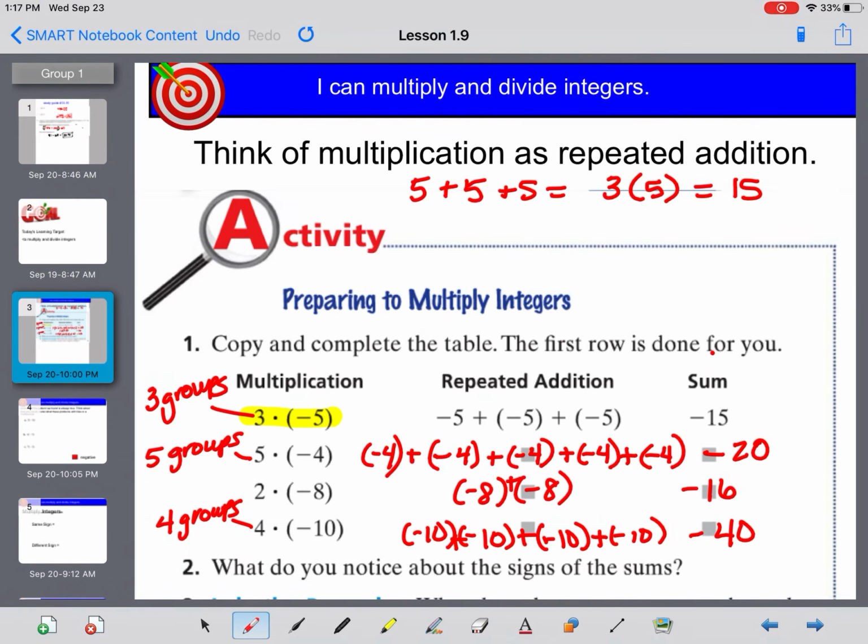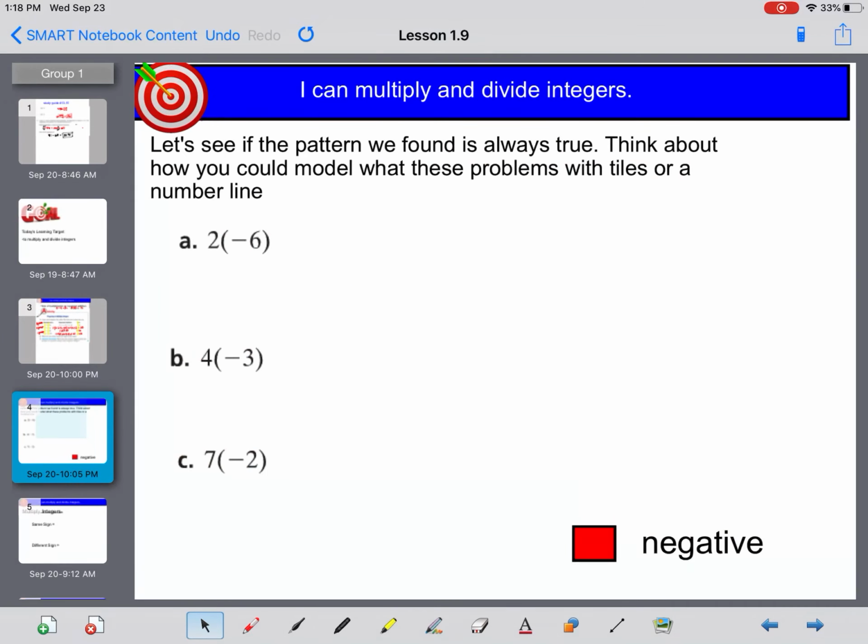So what do you notice about the signs and the sums? Do you see that in all of these problems, I have a positive first number and a negative second number? And my answers all are negative because I continuously go further negative. That's going to be important because that's going to be the pattern. So let's see if this pattern that we found is always true.